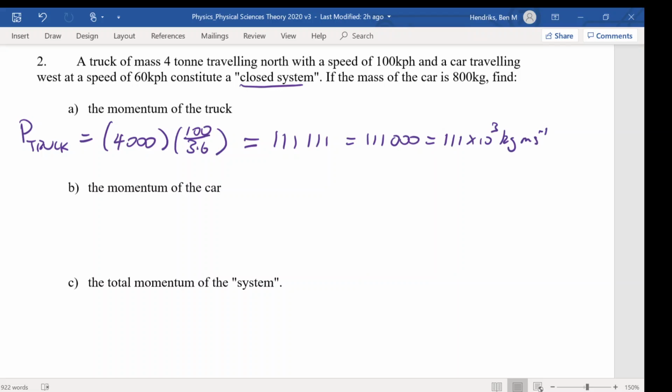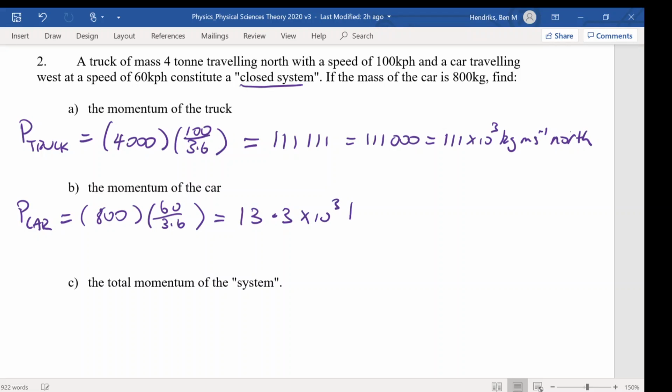And it is travelling, where is it travelling? North. So it's travelling north. Okay. 111 times 10 to the 3 kilograms meters per second north. Momentum of the car is next, so we have momentum of the car is equal to 800 kilograms times by 60 divided by 3.6. And that comes out as 13.3 times 10 to the 3 kilograms meters per second. And that one is west. Okay, and again, I've just gone to 3 significant figures for both of those.